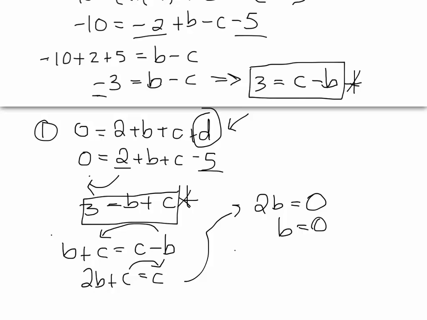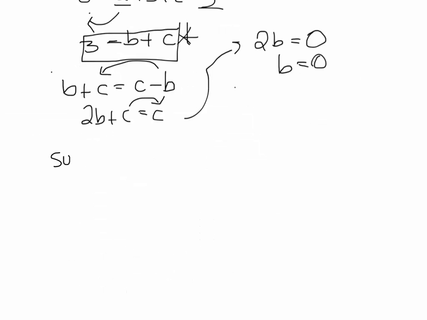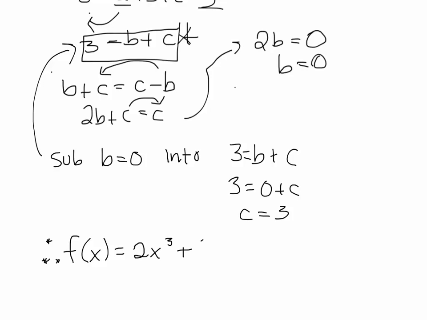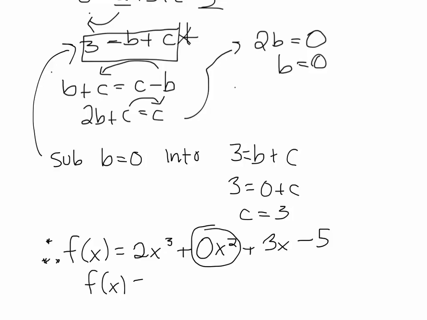Finally, we've got b, so now we can find c. We can sub that back into this equation here. So we're going to sub b equals 0 into 3 equals b plus c. So 3 equals 0 plus c, meaning that c is going to be equal to 3. That means then that our equation, we could plug in back all of our a, b, c, and d values, is going to be equal to a, which is 2x cubed, plus b, which was 0x squared, plus c, which is 3x, plus d, which was minus 5. We probably don't want to include this term, so let's just rewrite this as f of x is equal to 2x cubed plus 3x minus 5.